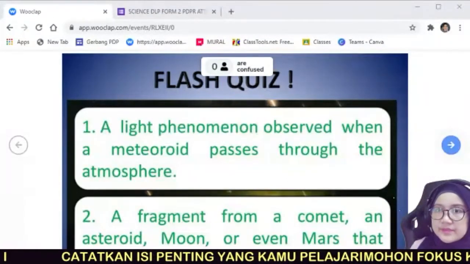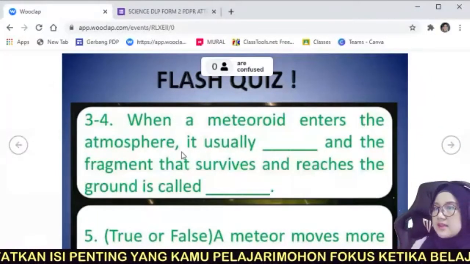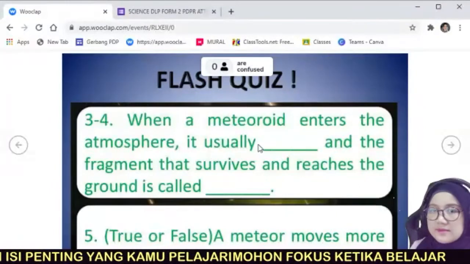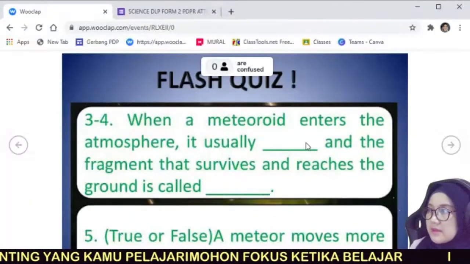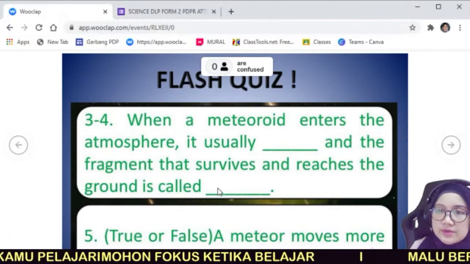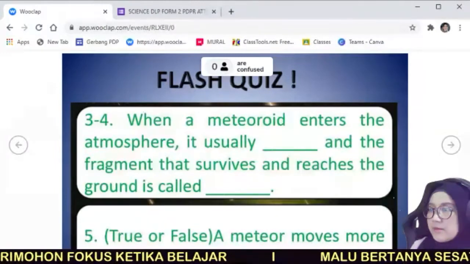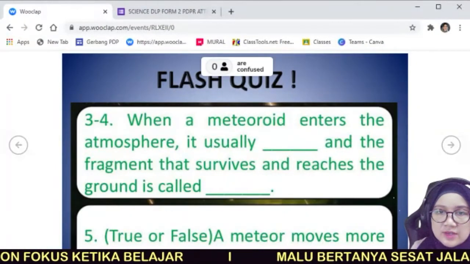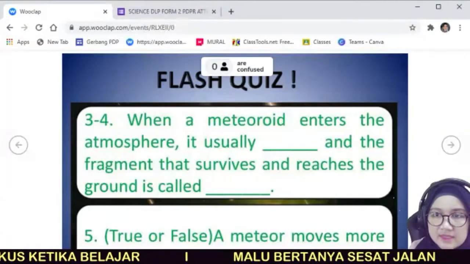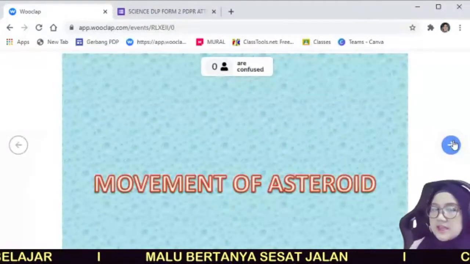Meteoroid. Okay. So when a meteoroid enters the atmosphere, it is usually a meteor, and a fragment that survives and reaches the ground is called a meteorite. True or false? Meteor move more swiftly compared to a comet. Yes or no, guys? Yes. Yes. All right.